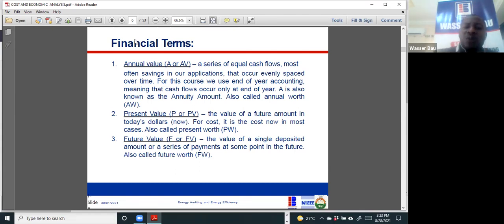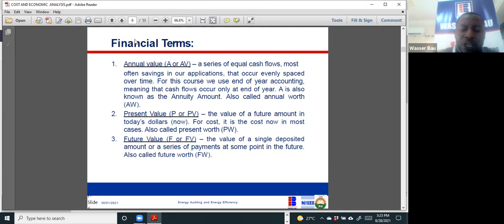So most times when you pick a loan from the bank and you want to be paying it as a civil servant, they are going to spread it for you in such a way that there will be a specific amount, a specific equal cash flow that you'll be paying back. And then within a specific time, you must have paid back the loan.